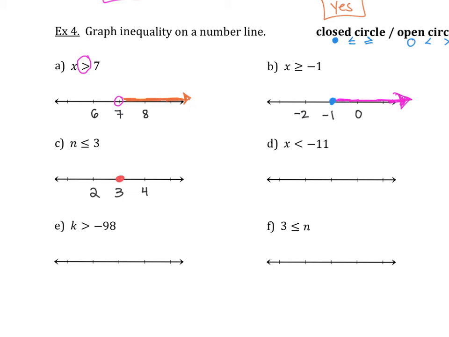Okay, which numbers are lower than 3? Oh, towards the 2. The 2 is lower than 3, 1, 0. All those numbers are lower than 3. So I shade them all and I shade the arrow too.